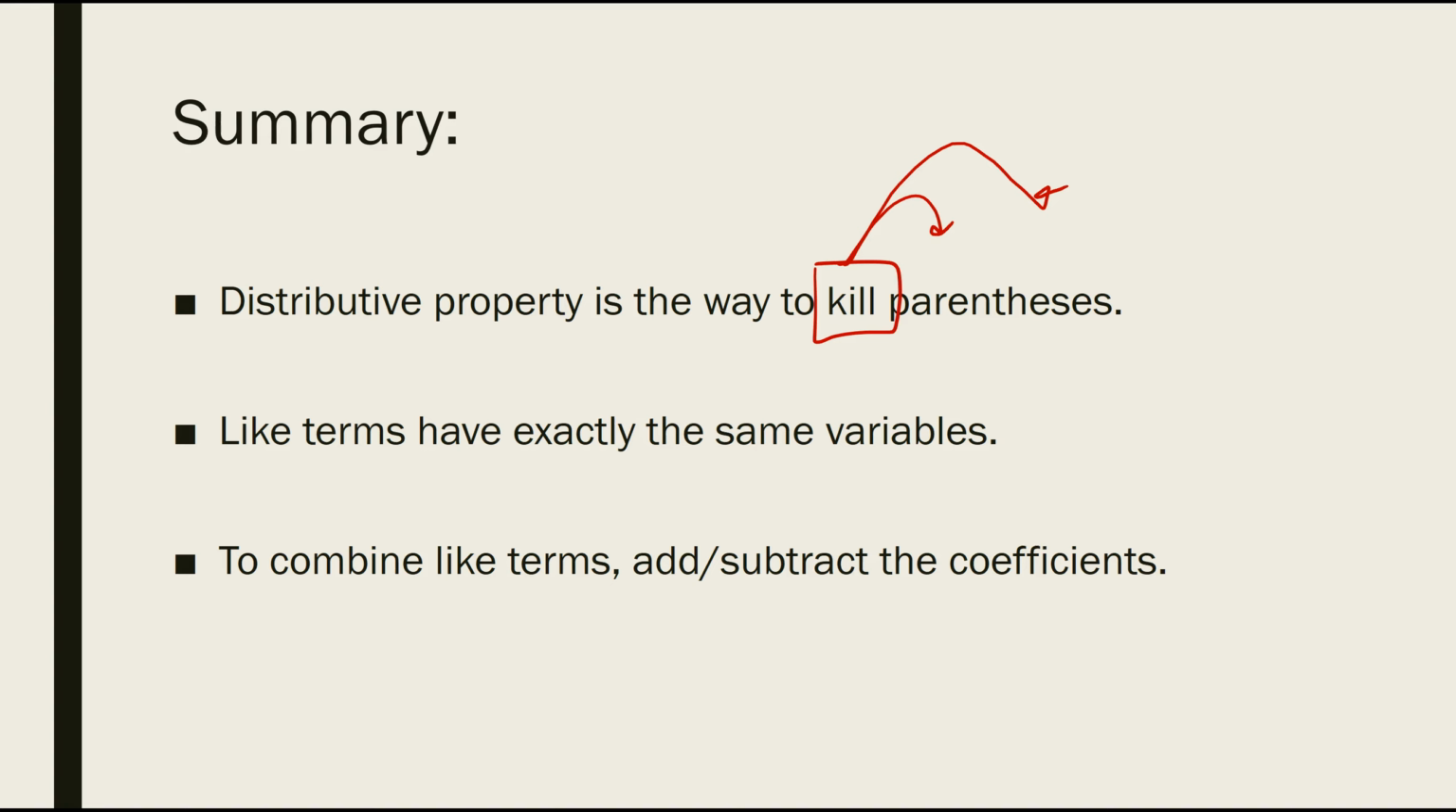Remember, like terms have the exact same variables, so x's go with x's. X's do not go with x squares. X squares go with x squares. These are the like terms. And to combine like terms, I add and subtract the coefficients. So if I have 7x plus 2x, all I do is add 7 plus 2. I now have 9 x's. That's how you combine like terms.